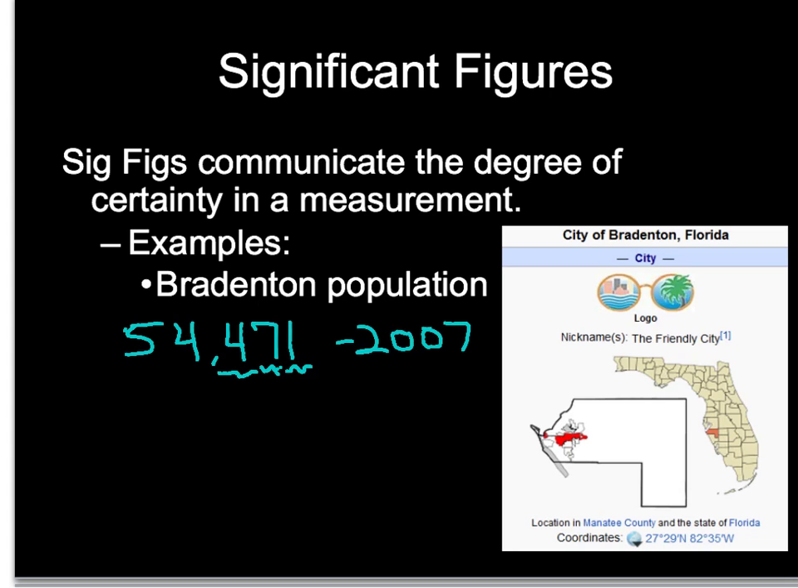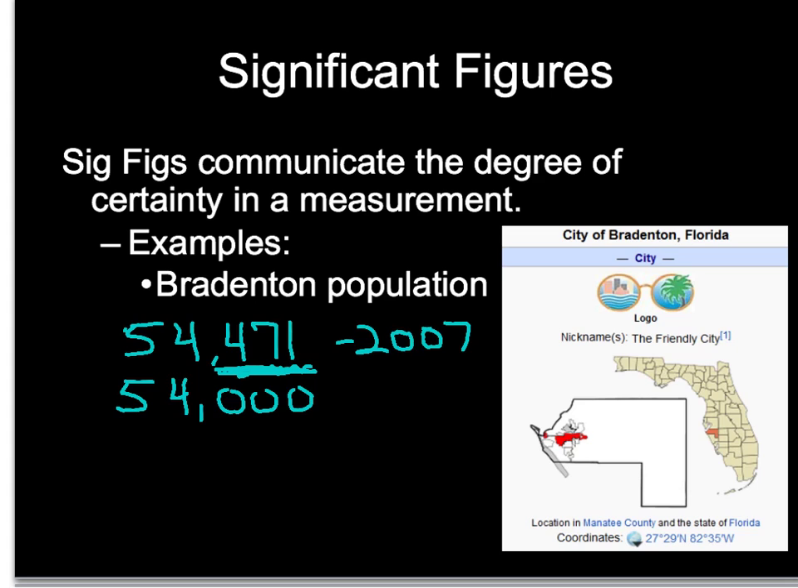How about even to the hundreds place? I would probably, if it were me, I wouldn't have a hard time believing if they said 54,000. I think that's a pretty accurate estimate, but I have a hard time believing this 471 is truly a reflection of the precision that you can have that measurement with. Even the 4,000 could be a question there. So that's what we're talking about.